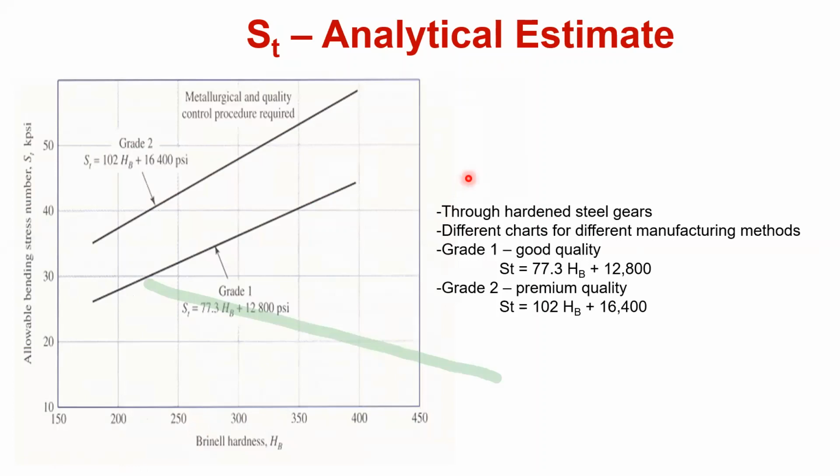And again, the selection of the material is also very much important. Accordingly, the bending stress will also change. When you're going for a material of grade 2, you have the bending stress higher. And when you're going for grade 1, the bending stress is going to be lesser. And again, you have a through-hardened steel gear, where you have grade 1 for good quality and grade 2 for premium quality.